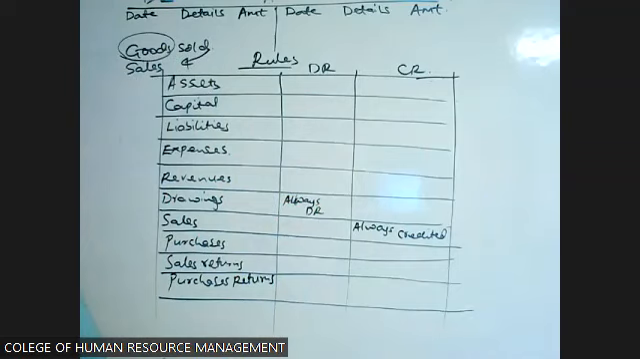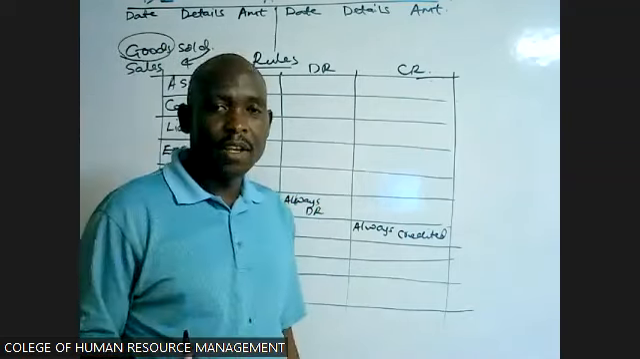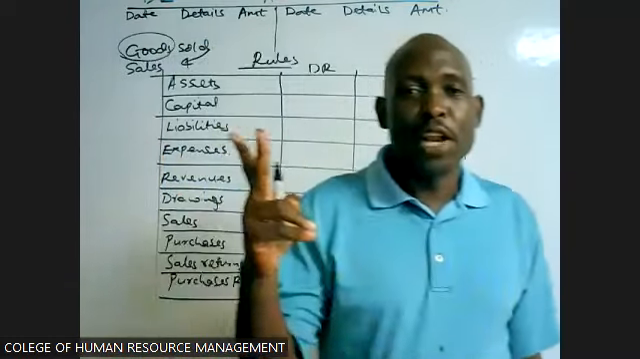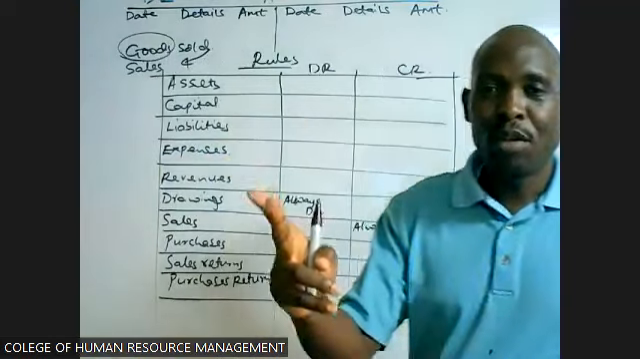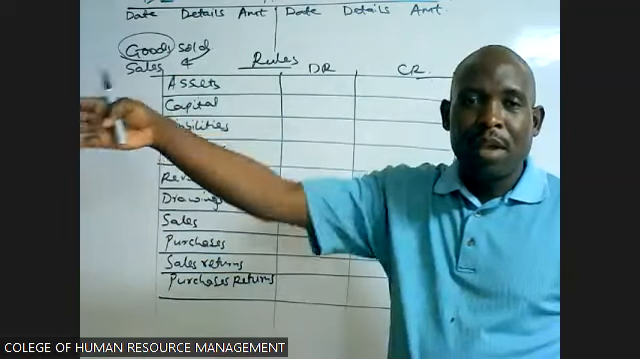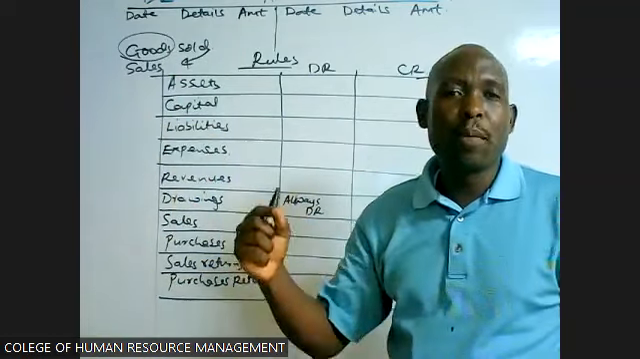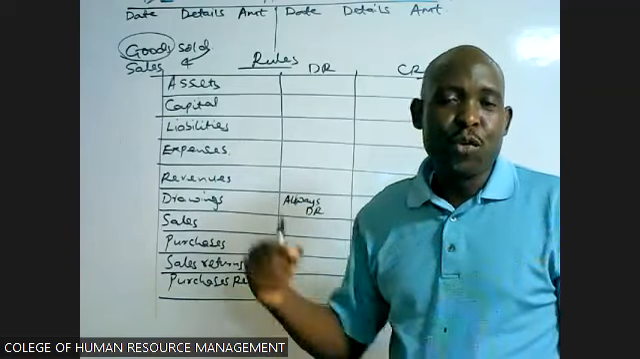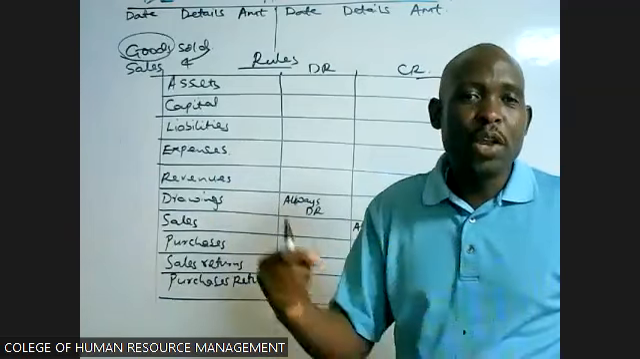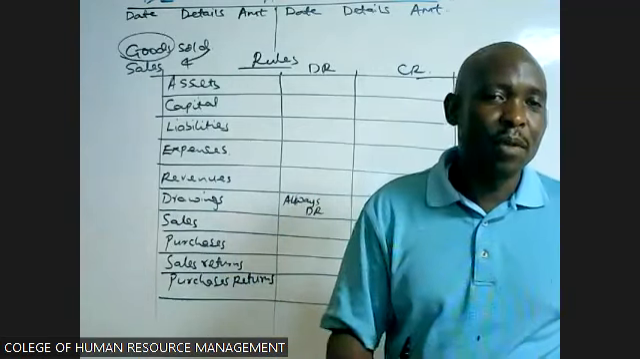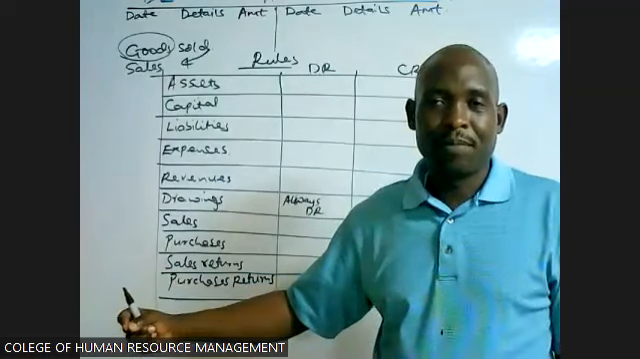Let me go here. Purchases. When we are talking about goods, they are going to be recorded in two accounts. One is sales, when you are selling them. The other one is purchases, when you are buying them. So when you buy stock, you record it in the purchases. When you buy goods, you debit the purchases. When you sell them, you credit sales.